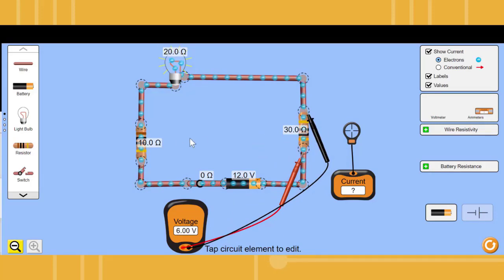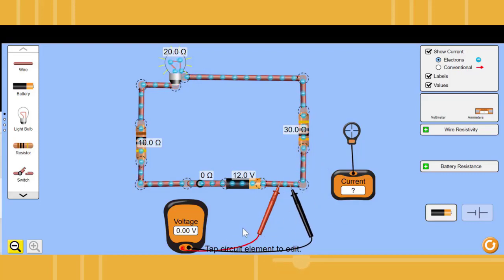So if you remember, we had 2 volts to get across the 10 ohm resistor, 4 to get across the 20 ohm resistor, and 6 to get across the largest resistor of our circuit. Anywhere else through the wire, as an ideal conductor, there's no voltage to get across. So schematically, this is what this diagram would look like.